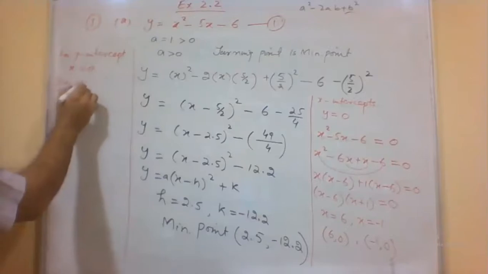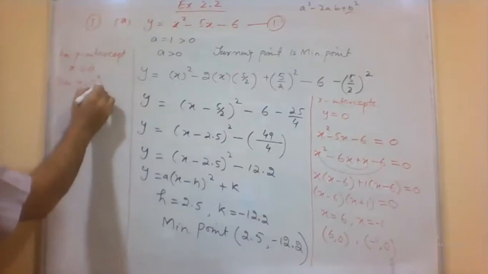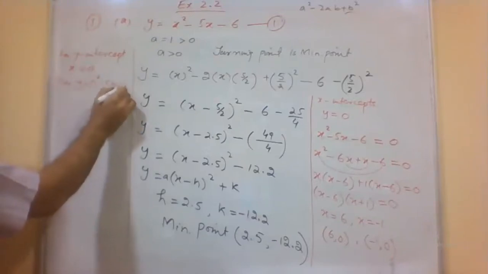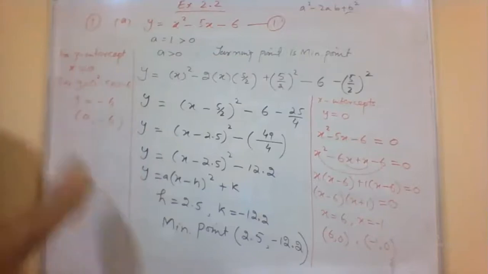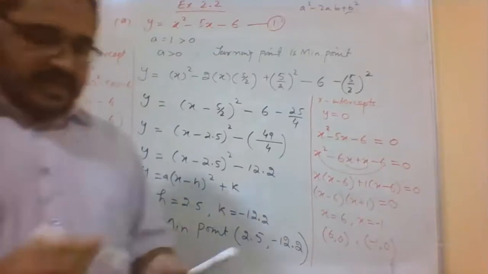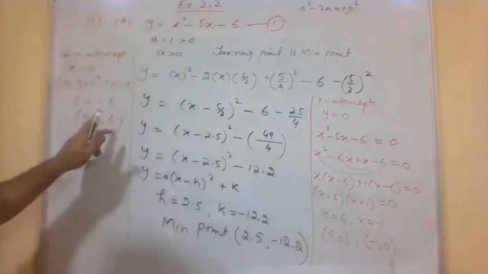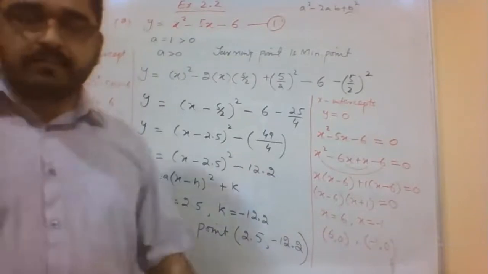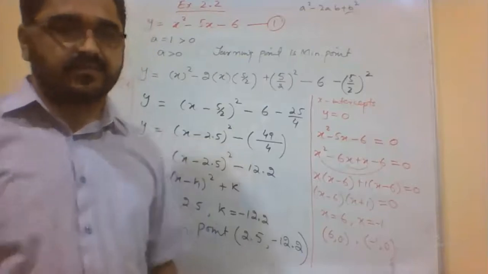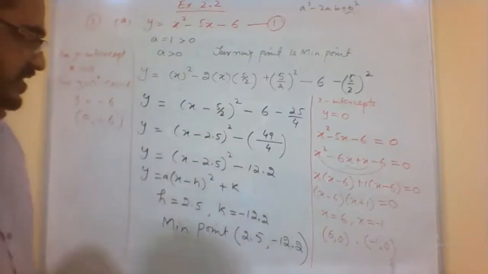Equation 1 implies that y is equal to 0 square minus 5 into 0 minus 6, since x is 0. Then y will be equal to minus 6. It means the y-intercept here is x 0 and y minus 6. It means on the y-axis, the point is 0, minus 6. Now we will sketch.